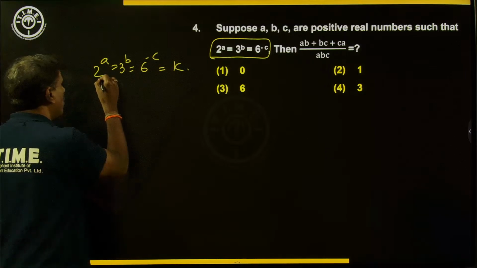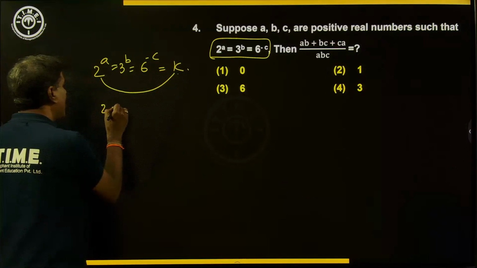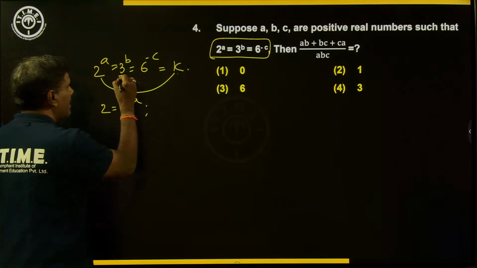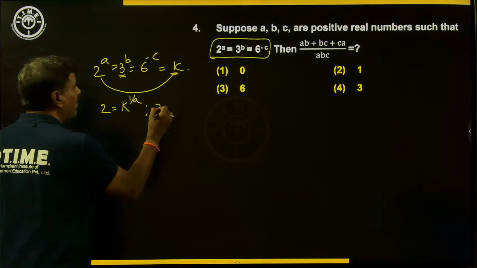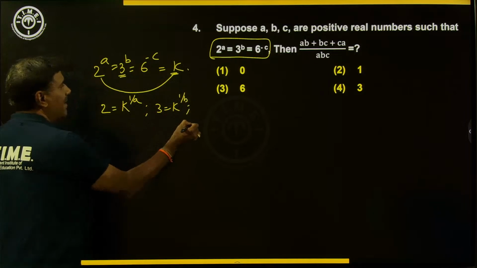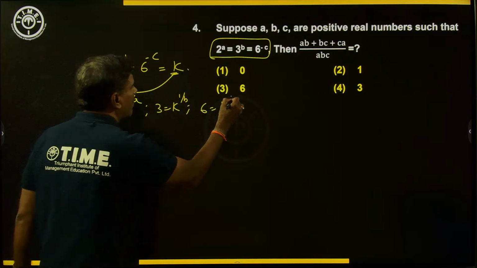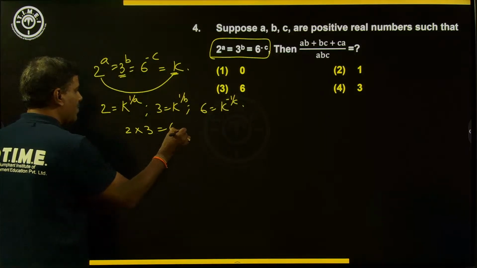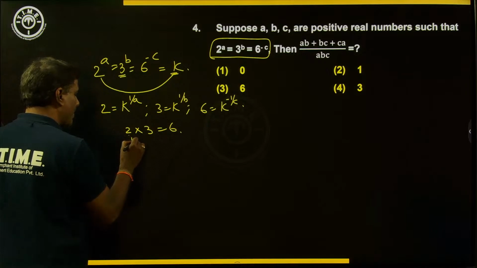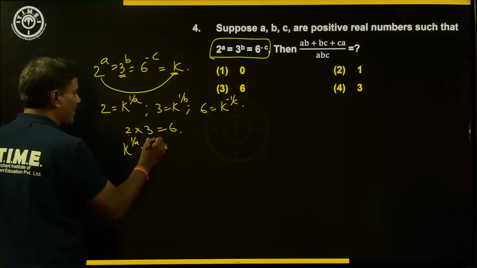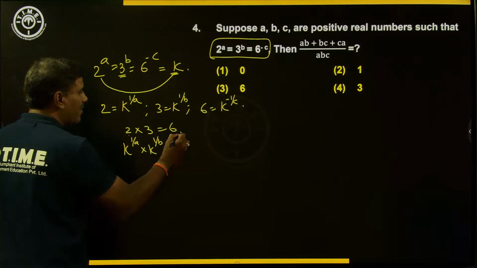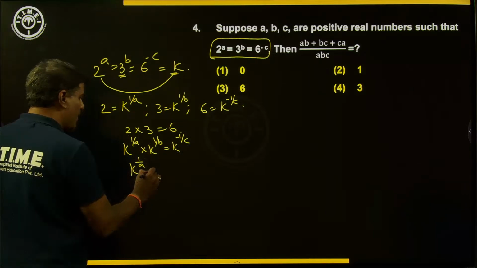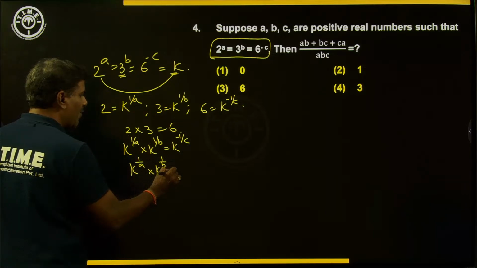Then if 2 power a is equal to k, 2 we can write as k to the power of 1 by a. That is what we have from our indices sets. In the same way, 3 power b, if it is equal to k, 3 will become k power 1 by b. In the same way, 6 is equal to k to the power of minus 1 by c. We know 2 into 3 is nothing but 6. So in place of 2, we can write k power 1 by a, in place of 3, we can write k power 1 by b, and in place of 6, we can write k power minus 1 by c. So if you bring that to this side, it will become k power 1 by a into k power 1 by b into k power.